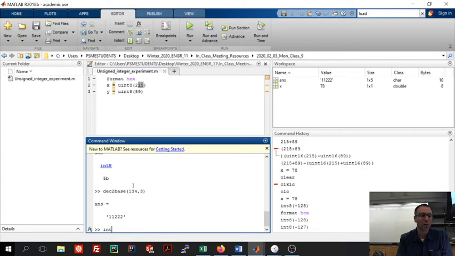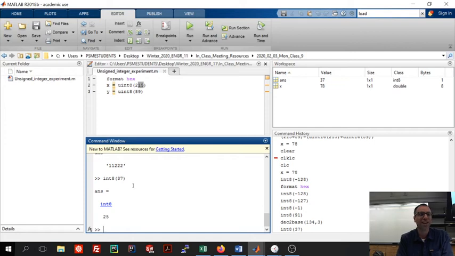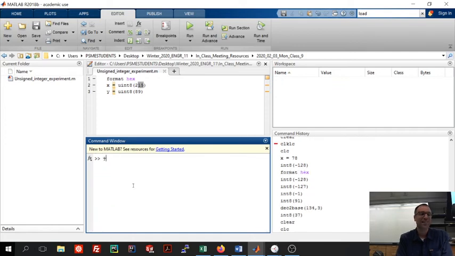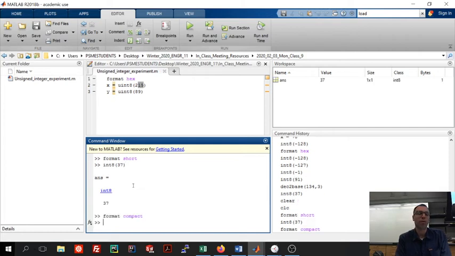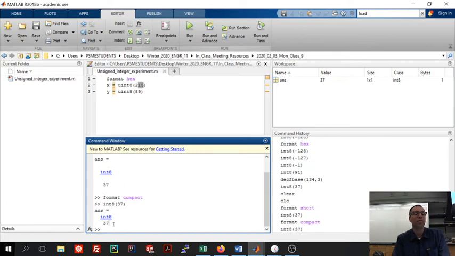So let's do this. Let's go ahead and check. Let's do int8 of 37. Let's go ahead and format short. So let's try again. Int8 of 37. I'm going to go ahead and format compact. We'll try again. So again, the interpreted value is 37. What did we say about the binary string? 0, 0, 1, 0. So let's do this. Dec to bin 37.